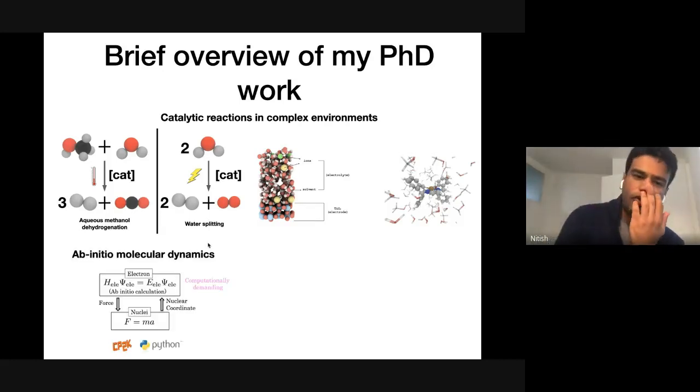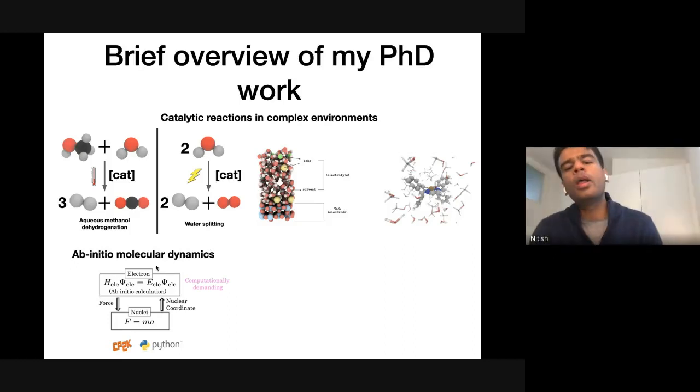And what I did was to use ab initio molecular dynamics. So molecular dynamics is essentially using Newton's equations of motion to propagate the system. But ab initio means that the forces are computed using an electronic structure method, which is computationally very expensive. So these kinds of simulations you can't afford to do for very big systems. You can only look at very small systems and very small timescales just because these calculations are very expensive. But they can give you some very interesting insights on what exactly happens in great detail. So that's something I was very interested in.